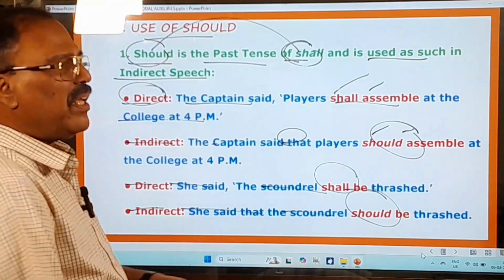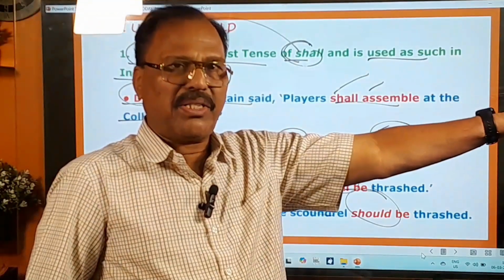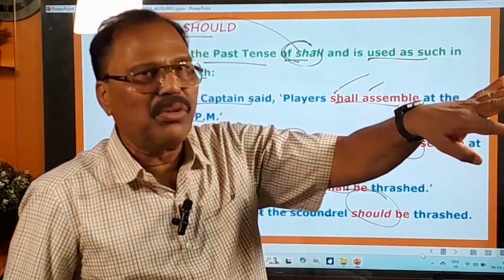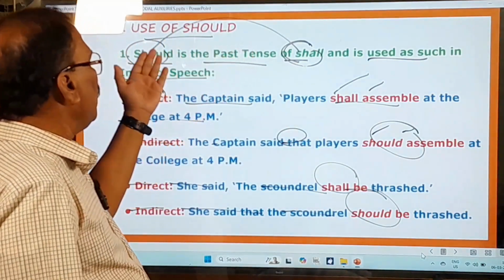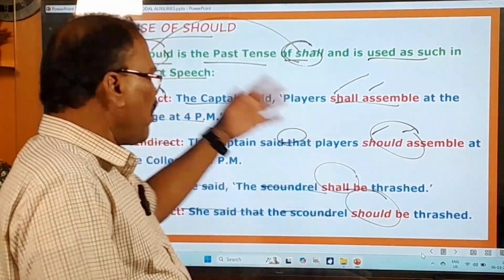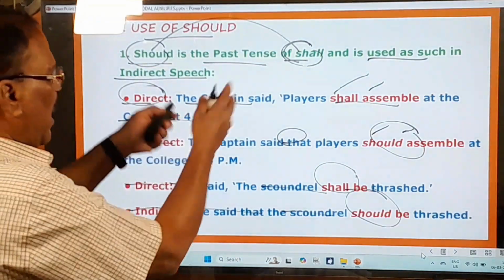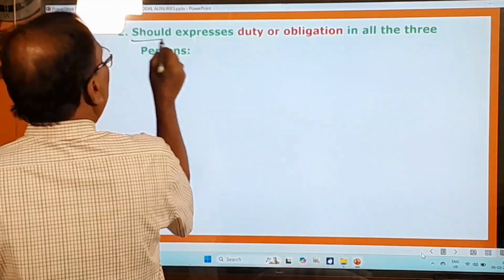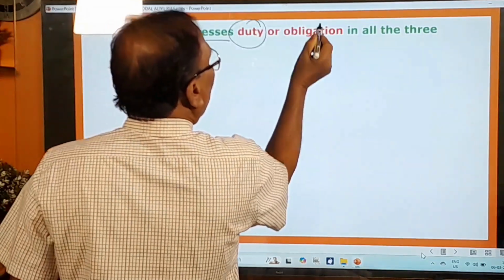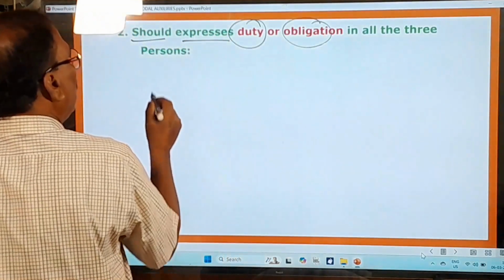So whenever there is shall in the direct speech, that must be turned into should. That is what you are learning here, because should is the past tense of shall. This point is clear, and I need not explain all these things. Now you move on to other important things. Should expresses duty or obligation in all the three persons.